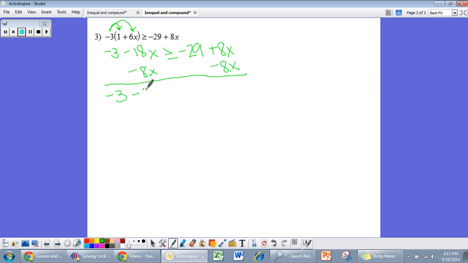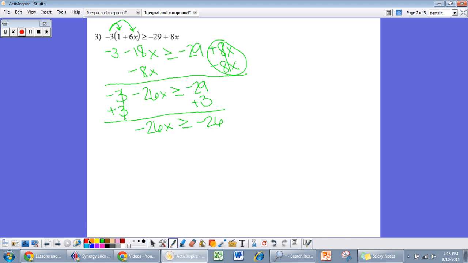Combining these two is a negative 26x is greater than or equal to negative 29, and this cancels out as it equals 0. My next step, once I have the variable term on the left, is to move my integer. The opposite of negative 3 is positive 3. And we're going to combine now. That equals 0. Don't forget, this is a negative 26. Don't forget to bring that negative sign down.